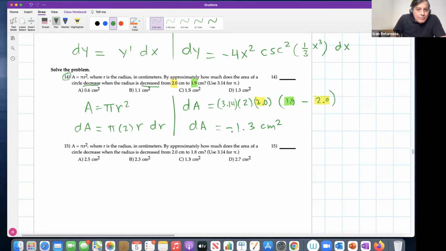Now, negative, professor, when I look through, they're all positive. Well, the wording here says, in the question, how much does the area of the circle decrease? It decreases by this amount, right? Area decreases by 1.3 square centimeters, right? This word decreases, guys, substitutes that negative sign.